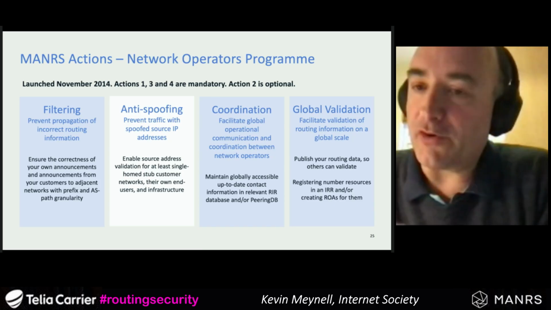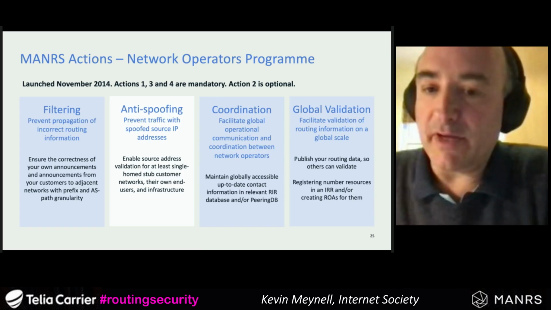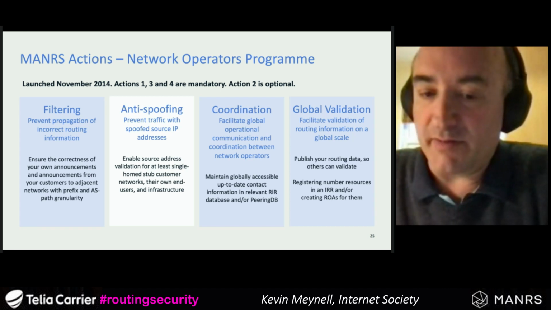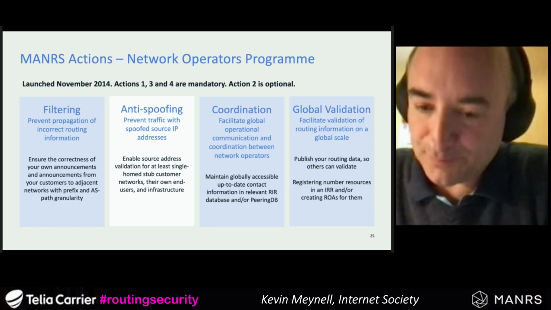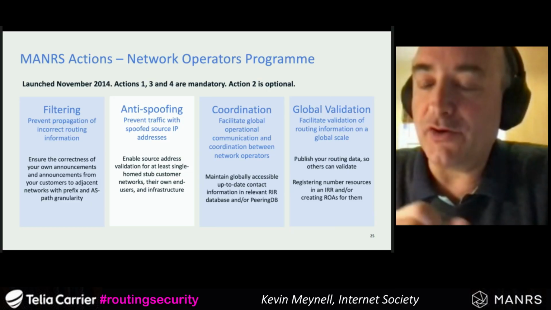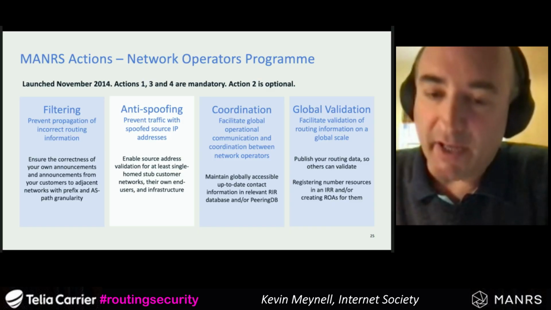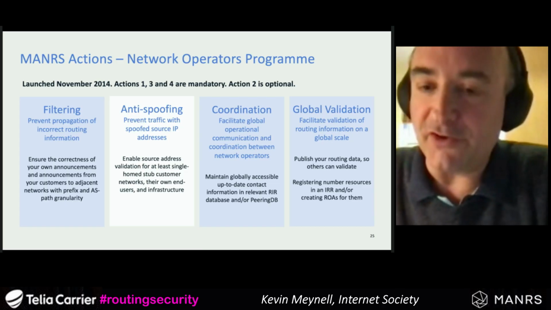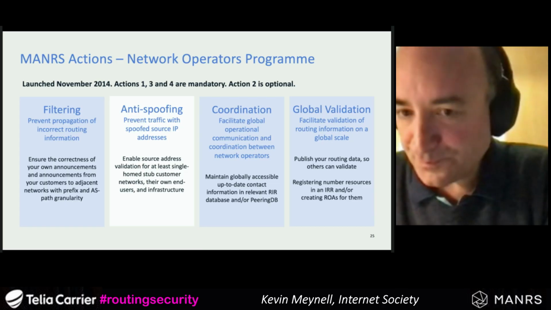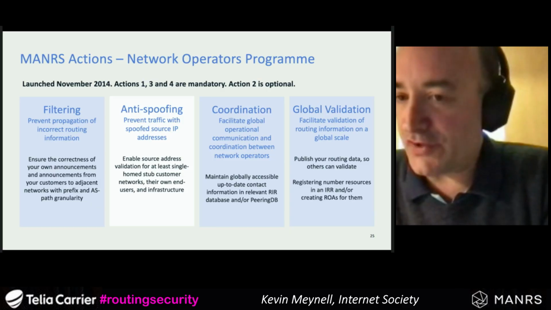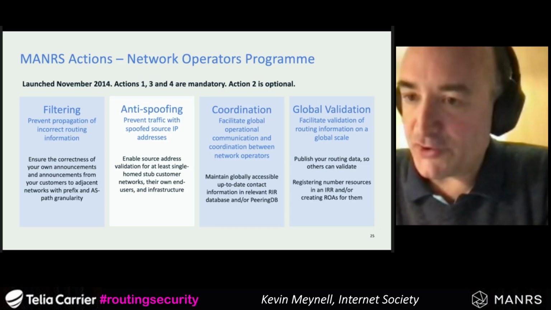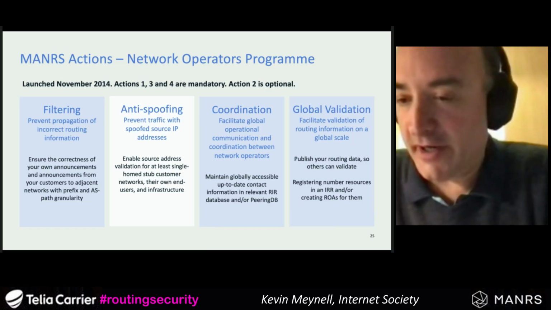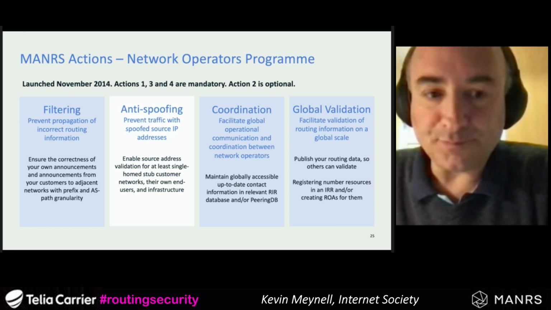I go on to action 3, which is coordination. So this is very simple, making sure that you maintain contact information, usually in an RIR database, to make sure that people can contact you and that contact is responsive, and that you undertake, if you do have a routing incident, that you will respond to that within at least 72 hours and hopefully much faster than that. And then the 4th action is global validation. So this is making sure that you publish your number resources in either an IRR or using RPKI.